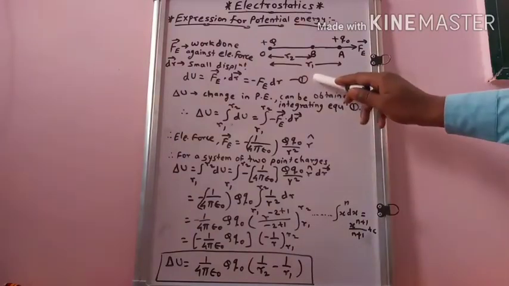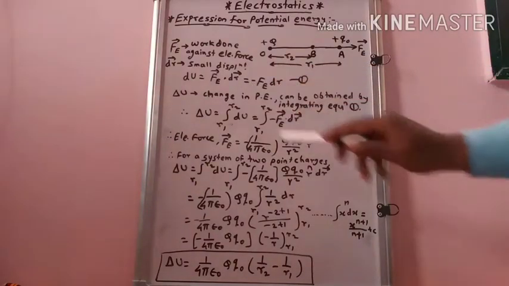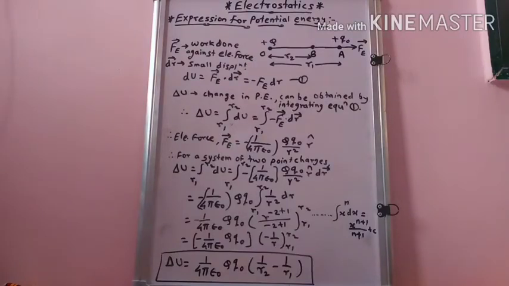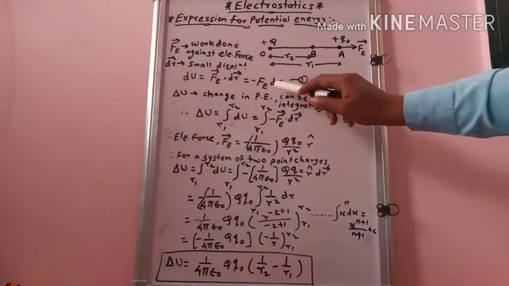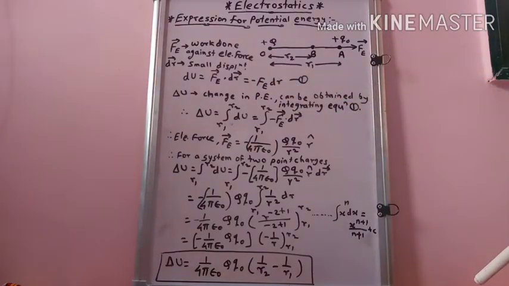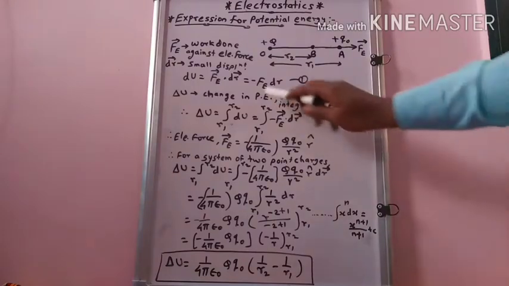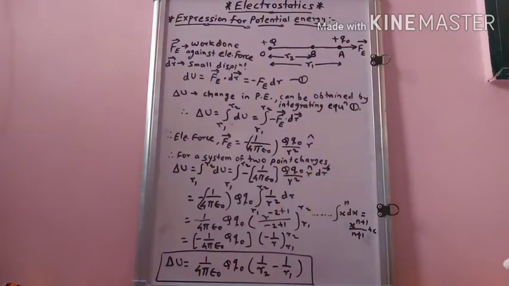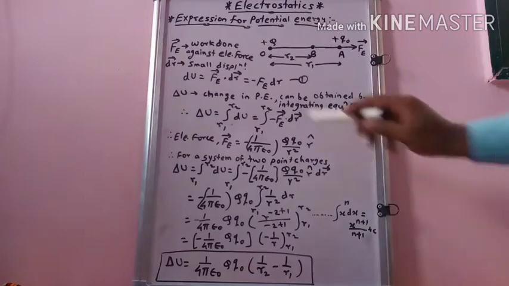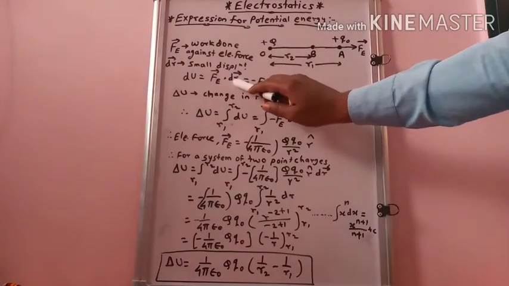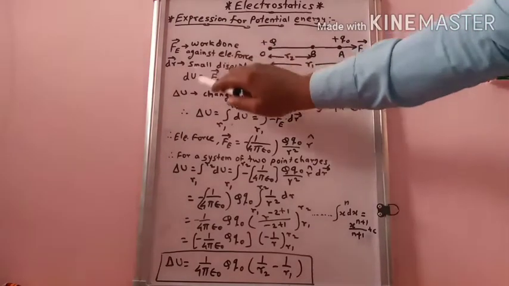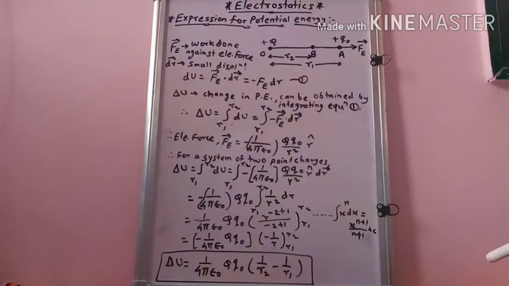In equation number 1, we write the minus sign for the electrostatic force. The negative sign appears because the displacement dr vector is against the electrostatic force.